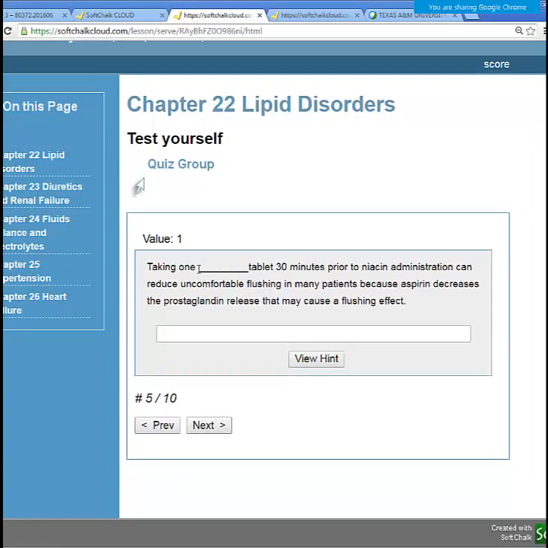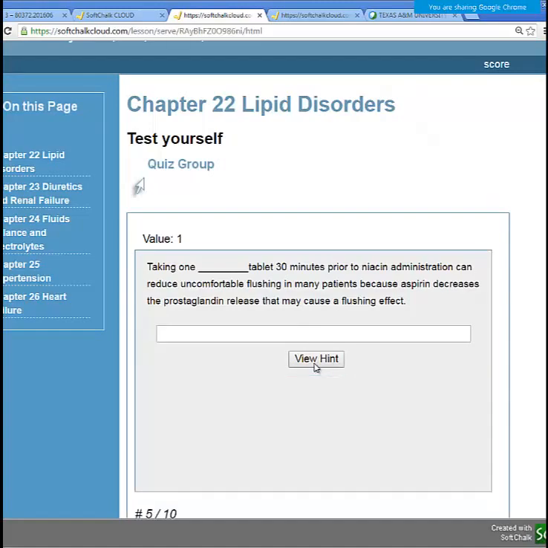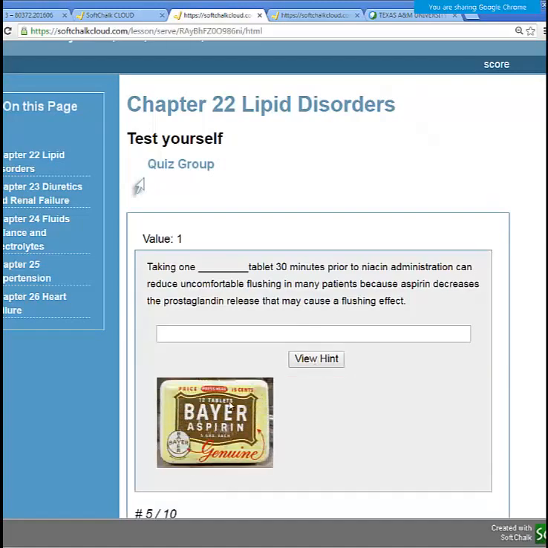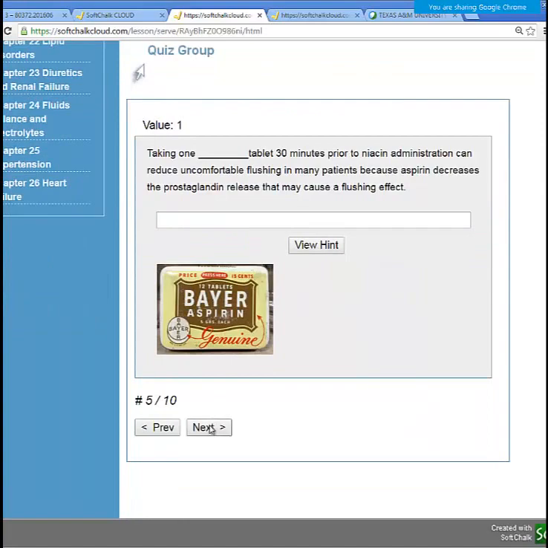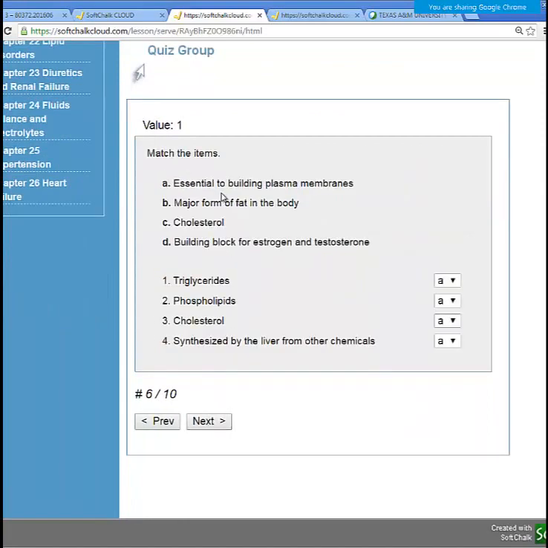Take one blank tablet 30 minutes prior to niacin. So you see niacin is pretty important because people take it. Okay, it can reduce flushing. When they say flushing, they mean somebody gets kind of red, like they've gotten embarrassed, but they get kind of sweaty. And then here's the hint. So you can probably see the answer there, right? Yes. Spelled out. Okay, essential to building plasma. Okay, this is a matching thing.